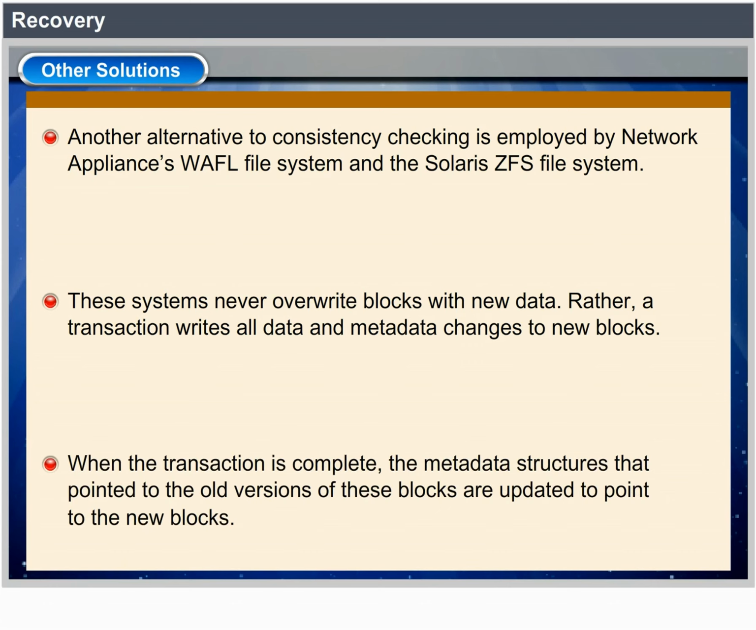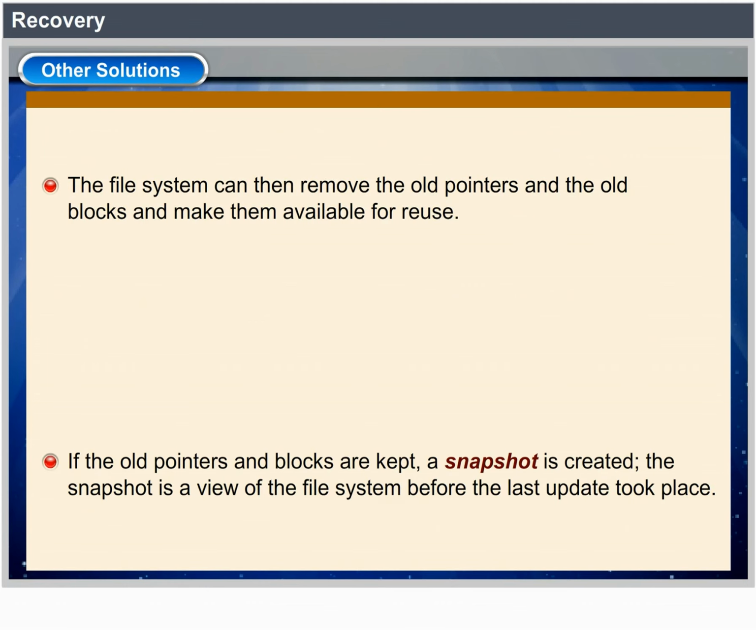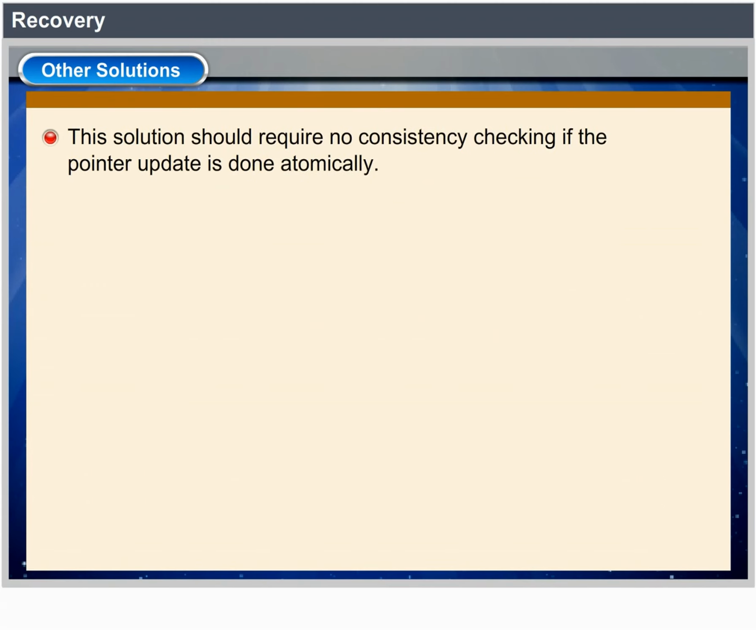The file system can then remove the old pointers and the old blocks and make them available for reuse. If the old pointers and blocks are kept, a snapshot is created. The snapshot is a view of the file system before the last update took place. This solution should require no consistency checking if the pointer update is done atomically.